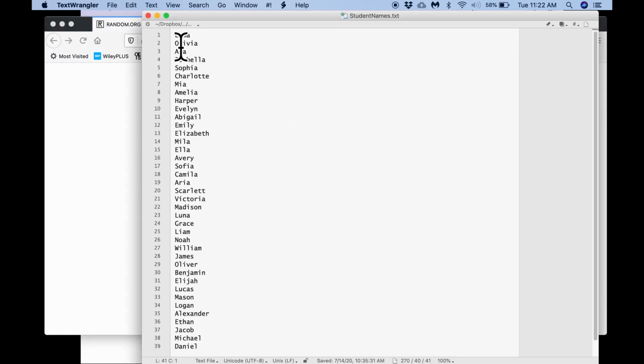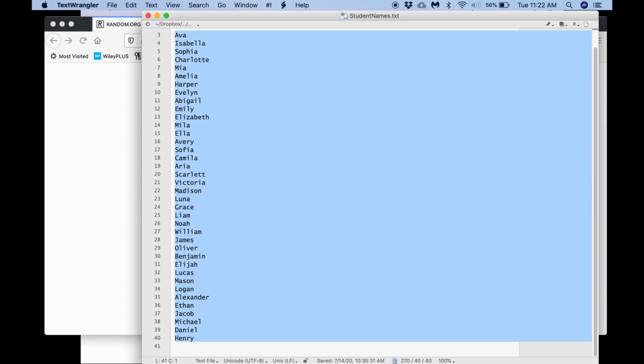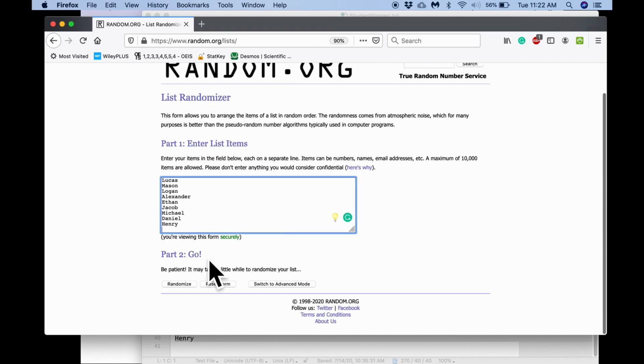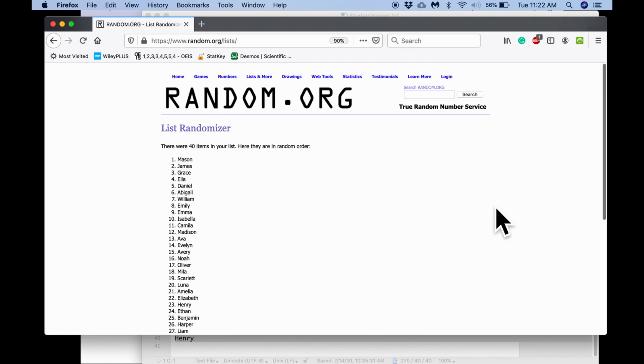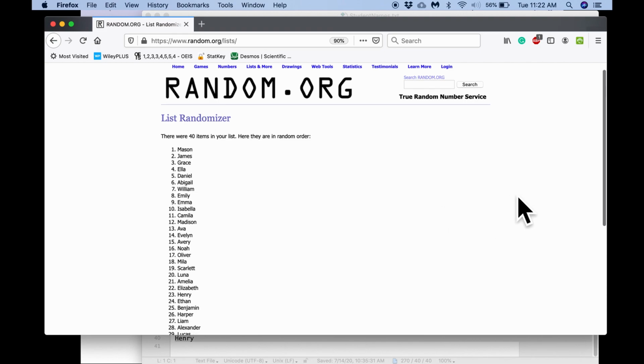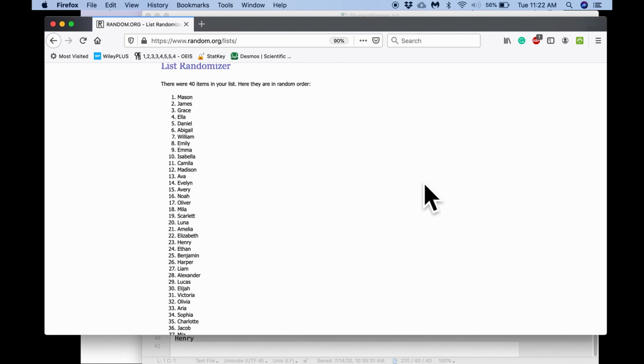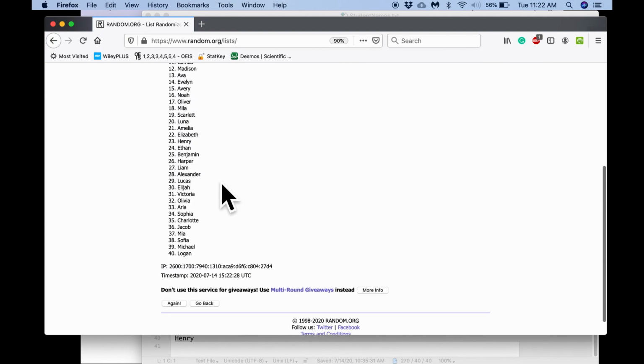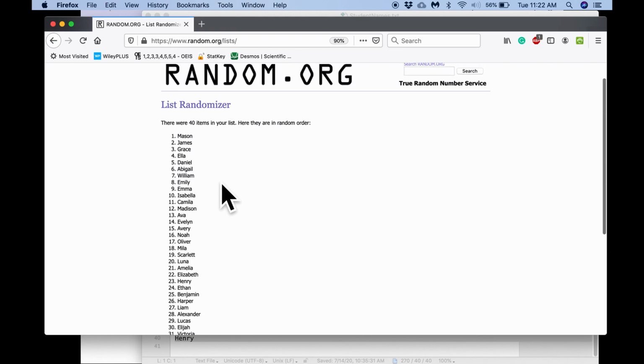I'm going to use a fake class here. I've got the names of 40 different students, 20 females and 20 males. So I'm going to take their names and put them into random.org. There they are, from Emma down to Henry. And I'm going to ask it to randomize this list. It's going to use some procedures that it has built in, and it's going to take that list of 40 students and put them into an ordering from the first student to the 40th student randomly.